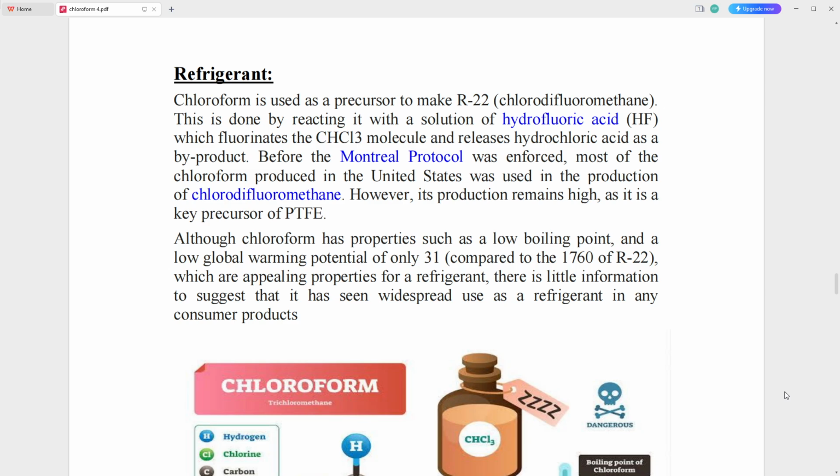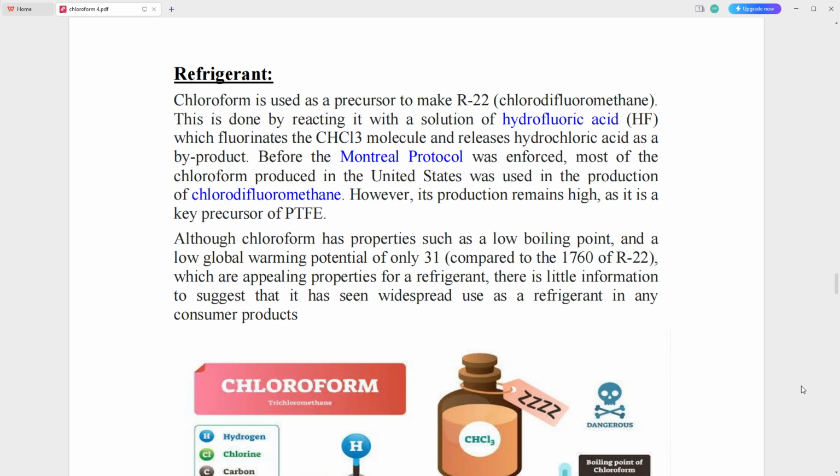Refrigerant. Chloroform is used as a precursor to make R22, chlorodifluoromethane. This is done by reacting it with a solution of hydrofluoric acid, which fluorinates the CHCl3 molecule and releases hydrochloric acid as a byproduct. Before the Montreal Protocol was in force, most of the chloroform produced in the United States was used in the production of chlorodifluoromethane. However, its production remains high as it is a key precursor of PTFE.